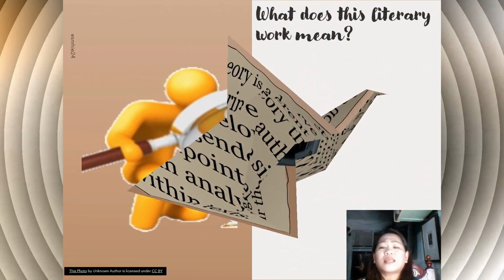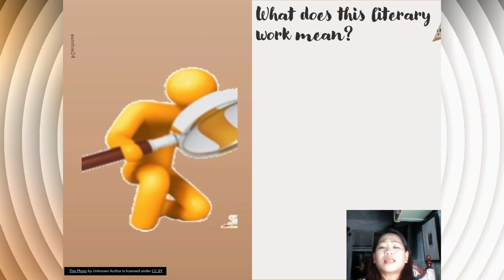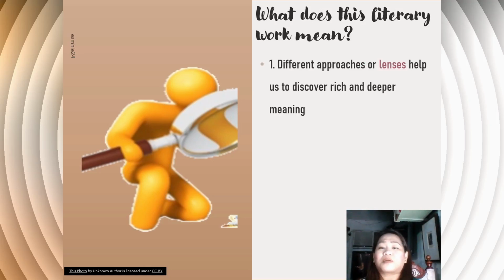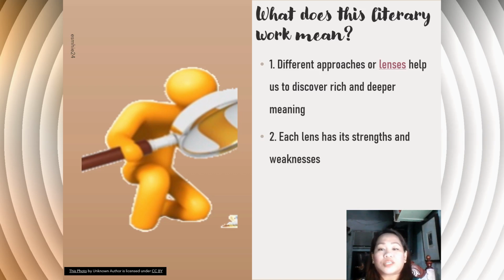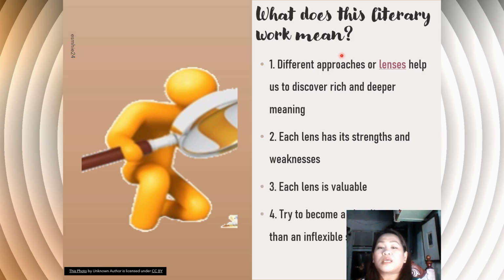Next, let us answer this. What does this literary work mean? Okay, different approaches or lenses help us to discover rich and deeper meaning. That's first. Next, each lens has its strengths and weaknesses. Then, each lens is valuable. Another one is to try to become a pluralist rather than an inflexible supporter of one.